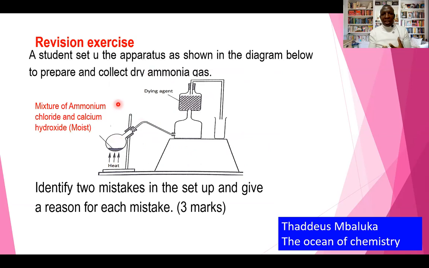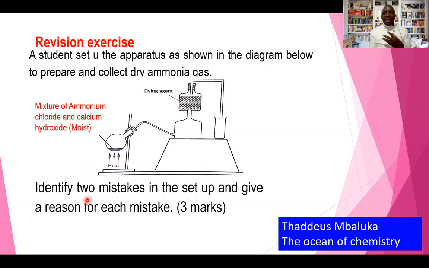So we look at a revision exercise. Students set up the apparatus as shown in the diagram to prepare and collect dry ammonia gas. Here you have a mixture of ammonium chloride and calcium chloride, moist. The gas is passed through a drying agent and collected by downward delivery. You are told to identify 2 mistakes in the setup and give a reason for each mistake.